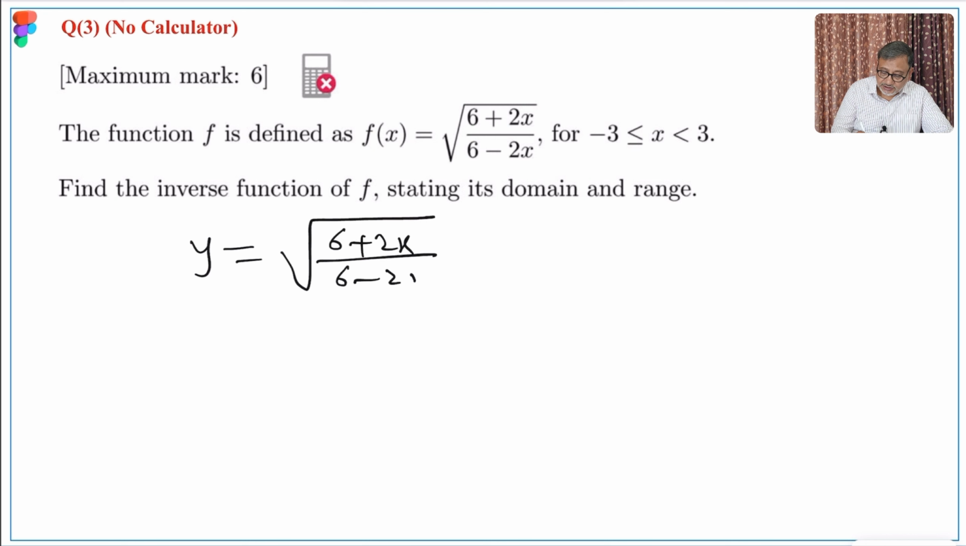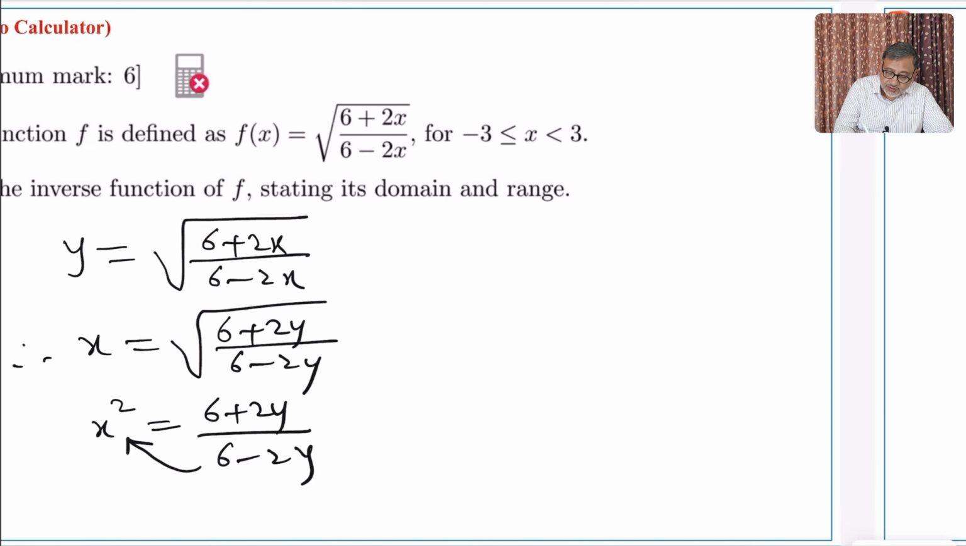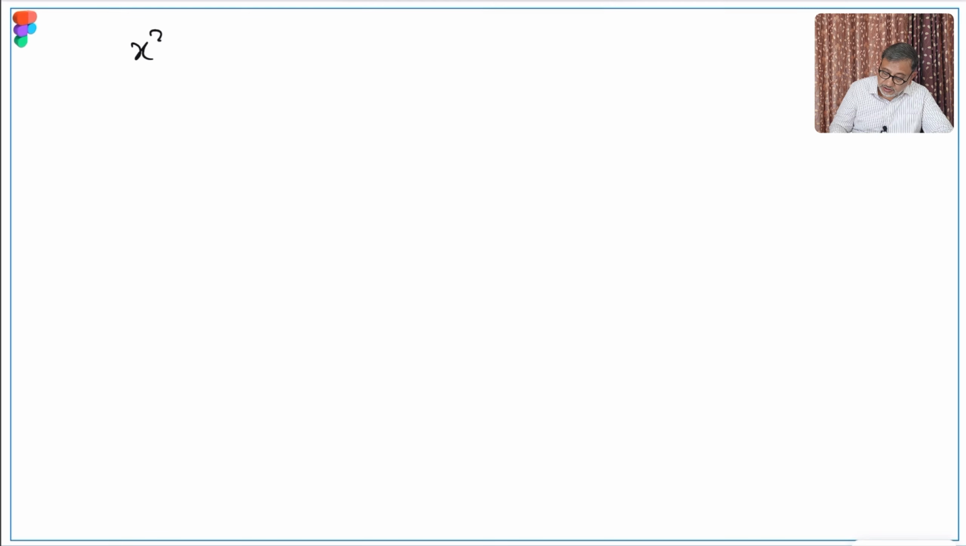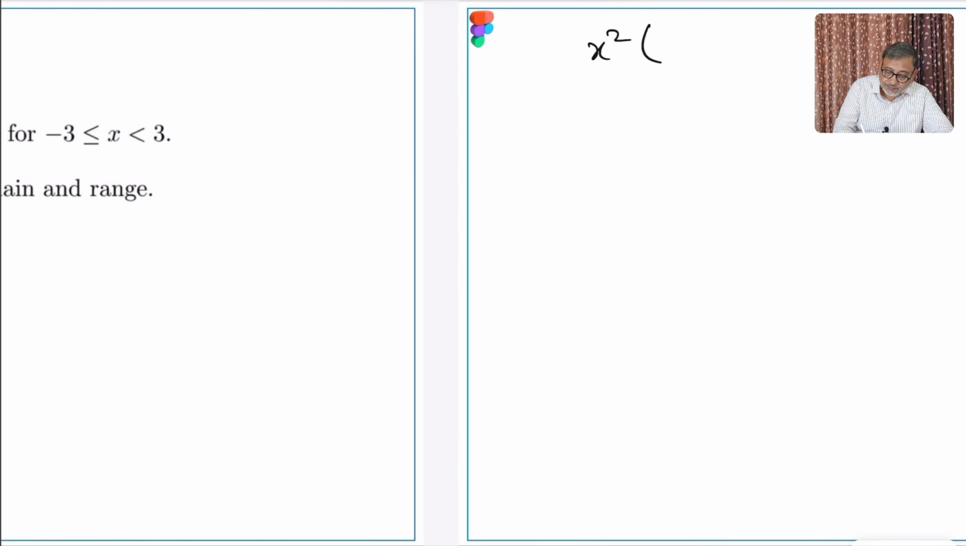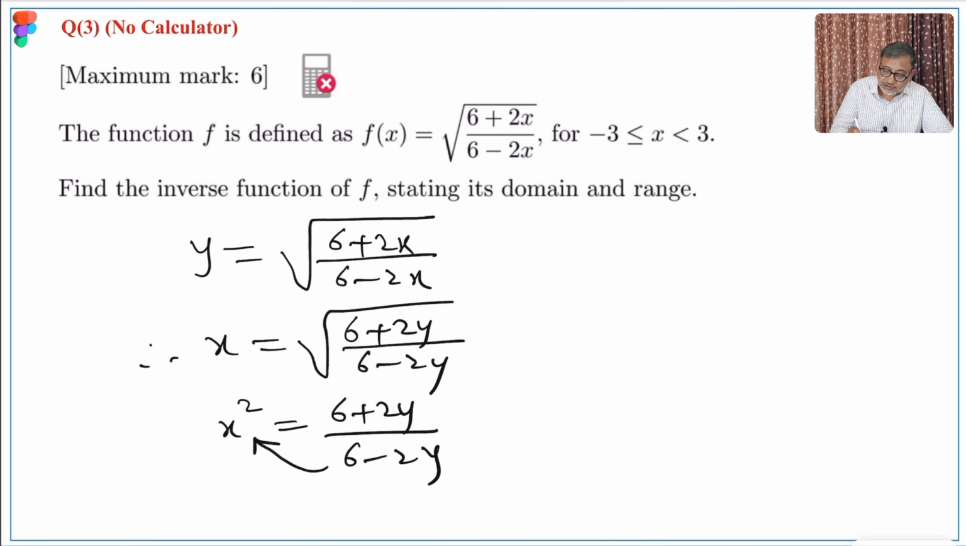Now we interchange. Interchanging x and y will give you x is equal to square root of... Okay. Now squaring both sides, x square is equal to 6 plus 2y upon 6 minus 2y. I'll take this there, open and multiply. So x square into 6 minus 2y is equal to 6 plus 2y.